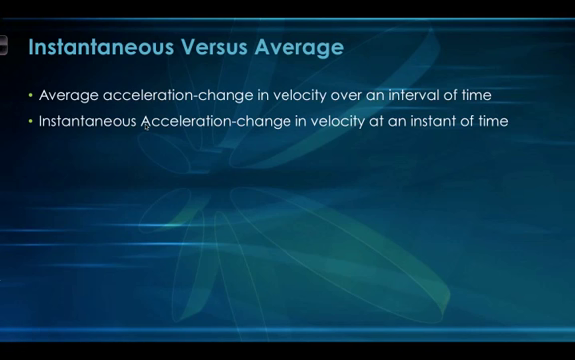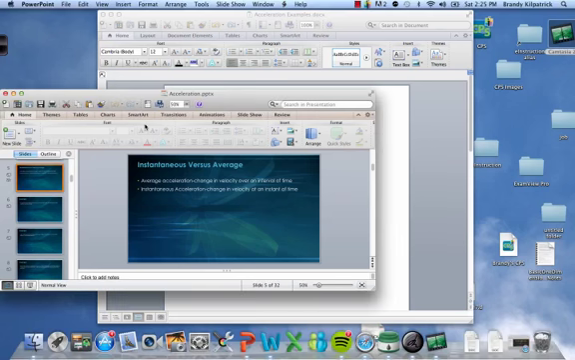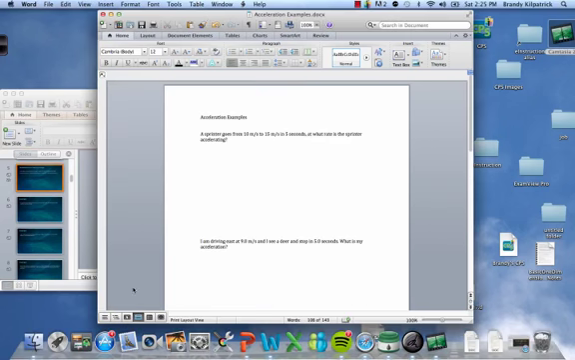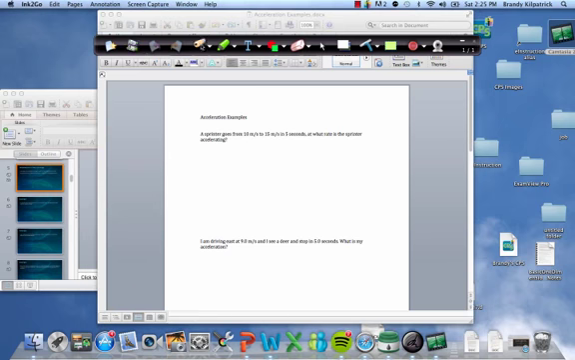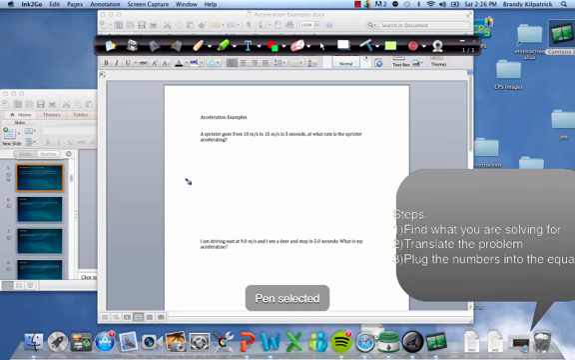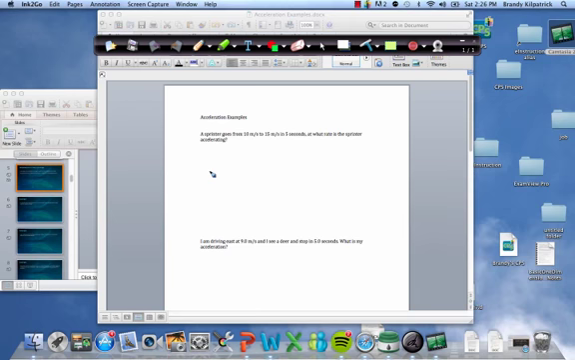So now let's go ahead and look at some math problems that we would have to do with acceleration. We'll use that equation that we just learned to do some math. Alright, so let's look at a few problems. This says a sprinter goes from 10 meters per second to 15 meters per second in 5 seconds. At what rate is the sprinter accelerating?